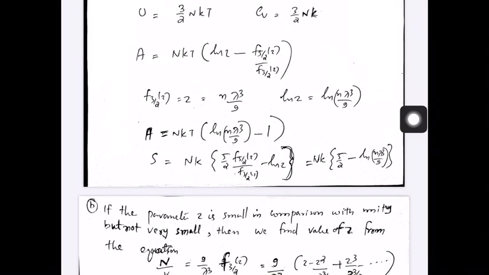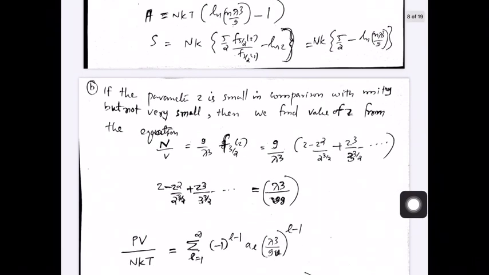And what about the entropy? This is the expression for entropy: S equals Nk [5/2 f_{5/2}(z) by f_{3/2}(z) minus log z]. Again, this ratio is 1, since f_{5/2}(z) is z and f_{3/2}(z) is z. So it is 5/2 minus log of nλ³ by g. So this is the entropy.